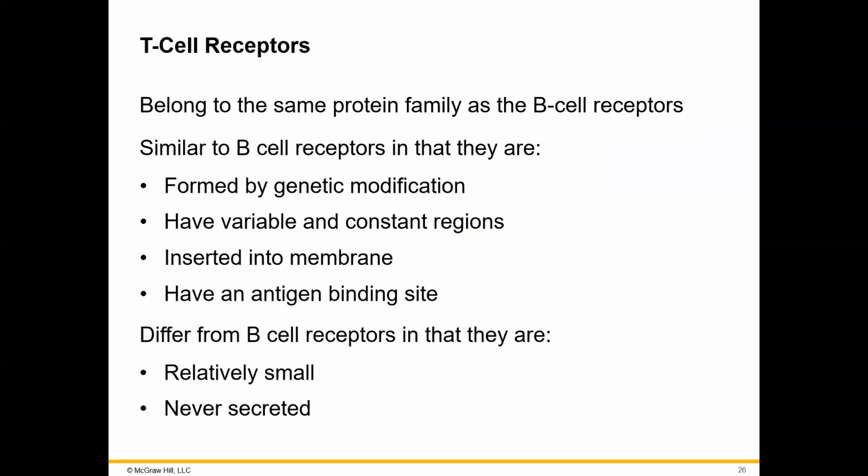T cell receptors for antigens belong to the same protein family as the B cell receptors. They're similar to the B cell receptors in being formed by genetic modification. They have variable and constant regions. They're inserted into the membrane, and they have an antigen binding site, which is formed from 2 parallel polypeptide chains. Unlike the B cell receptor, however, the T cell receptor is relatively small, and it is never secreted the way antibodies are. We'll also look at various other receptors and markers that are not antigen specific a little further in this chapter.